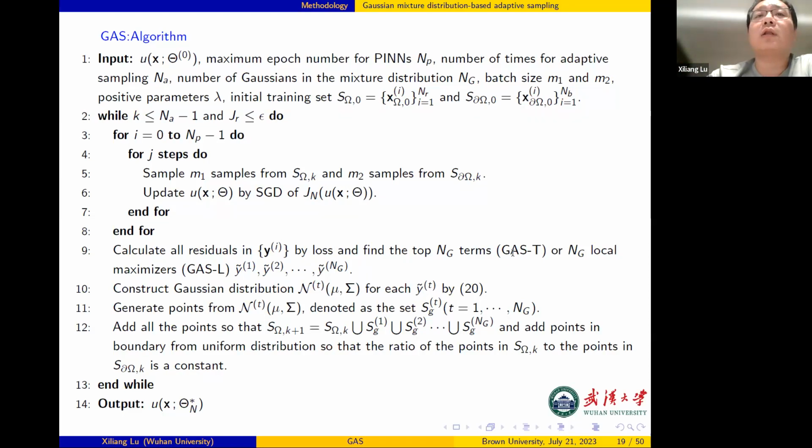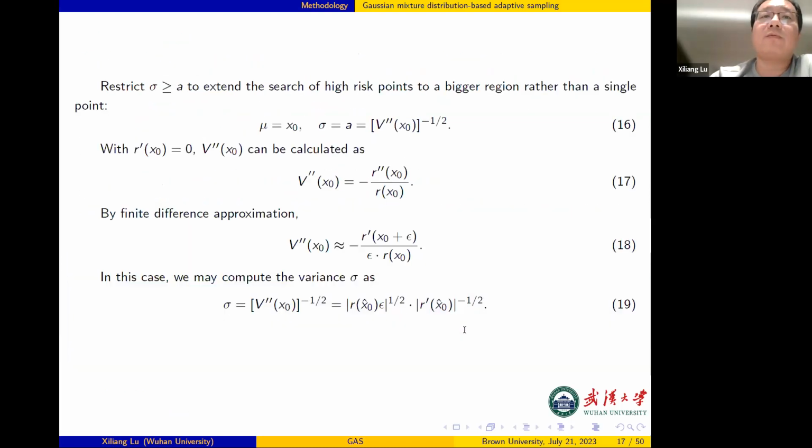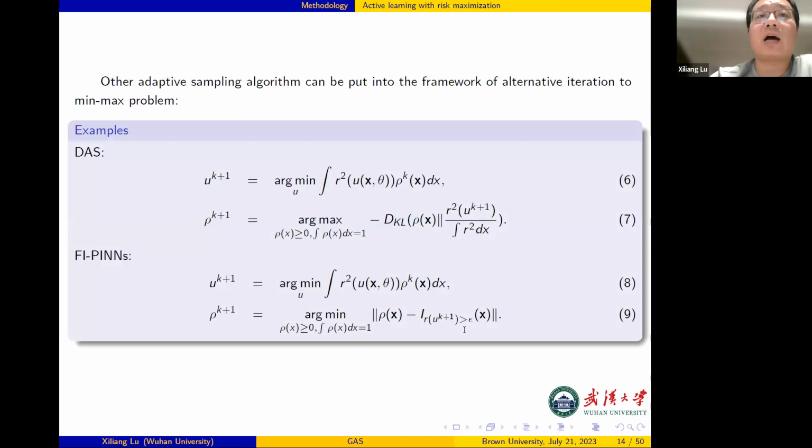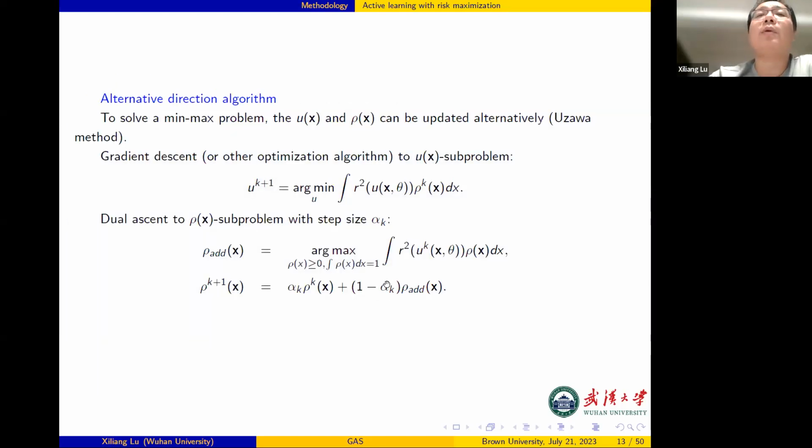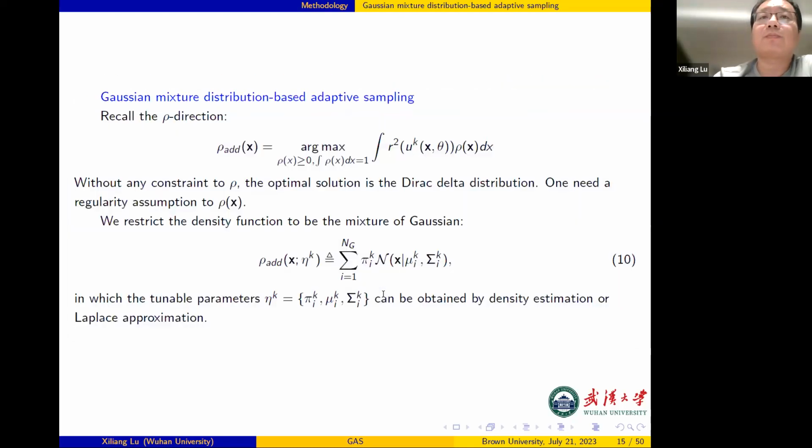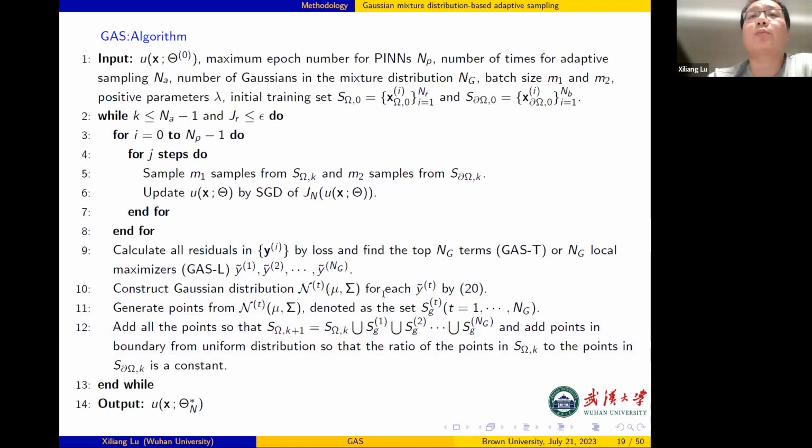Once we have all these local or global maximum points, we can construct the Gaussian distribution and generate the new points from this Gaussian distribution. We add all these new sample points to the previous ones. If we remember, this R of k will change during the iteration. Your R of k becomes smaller and smaller.